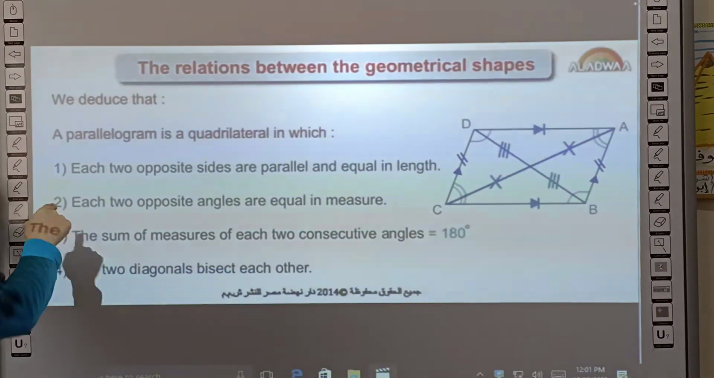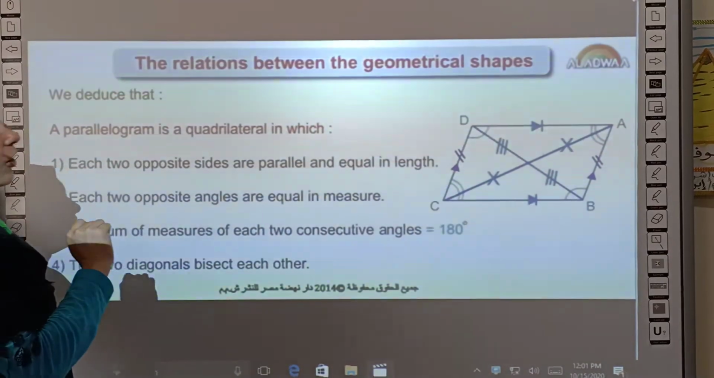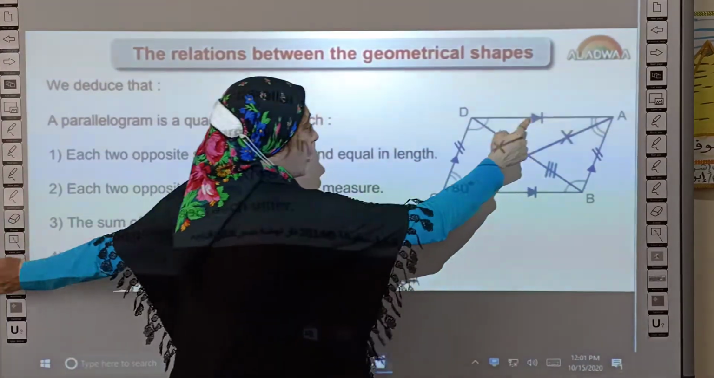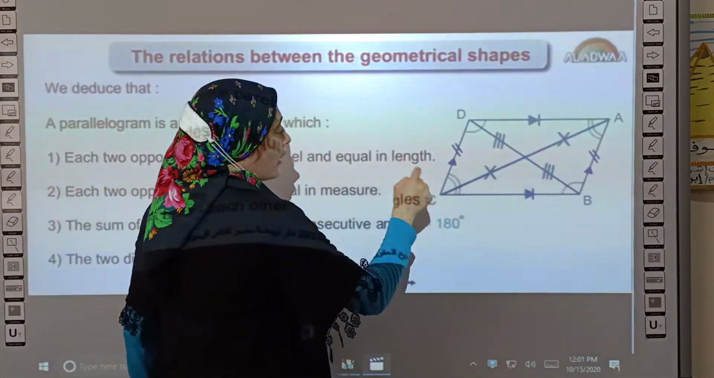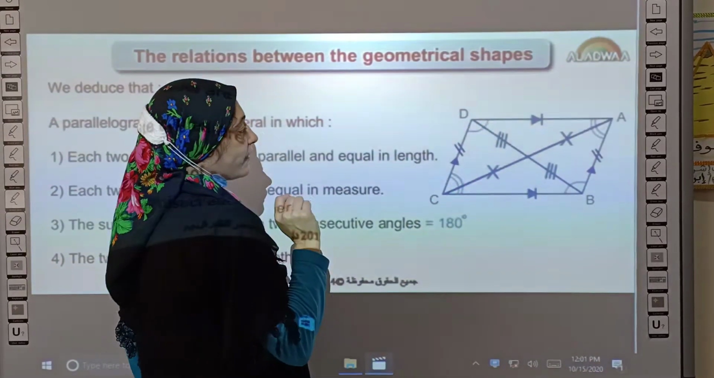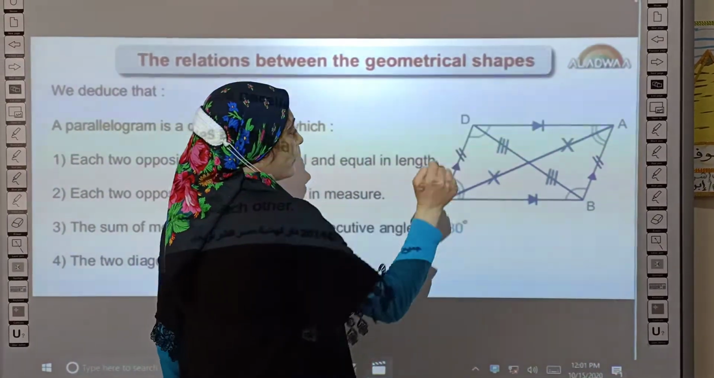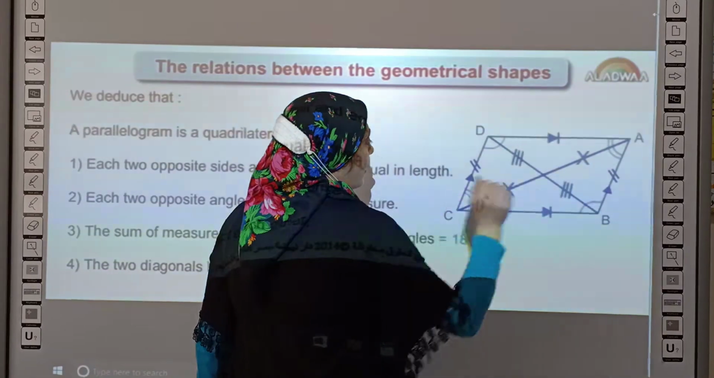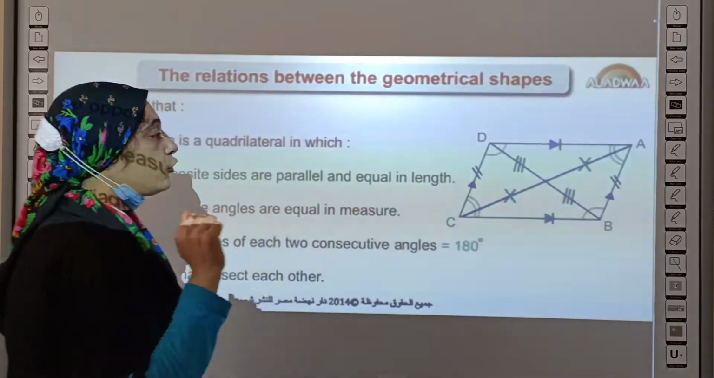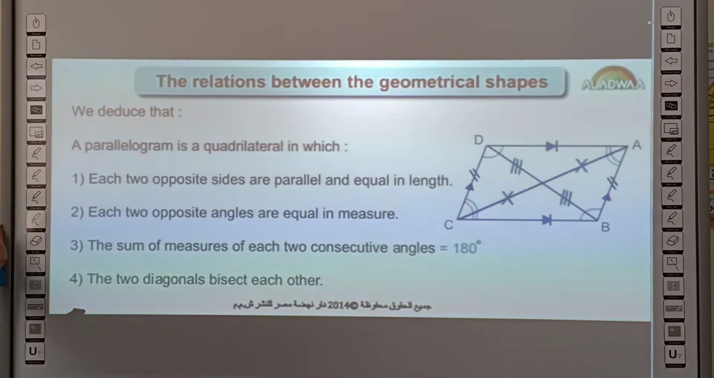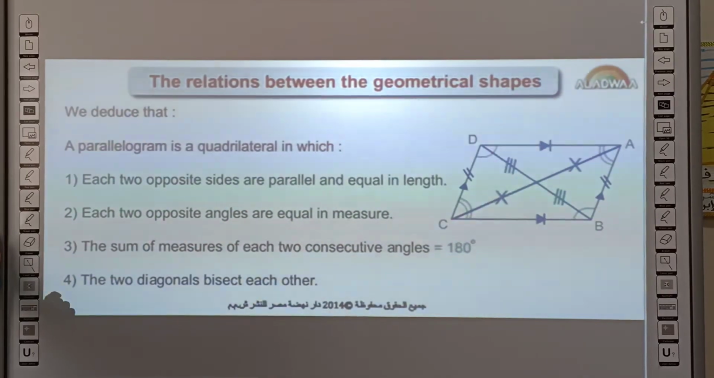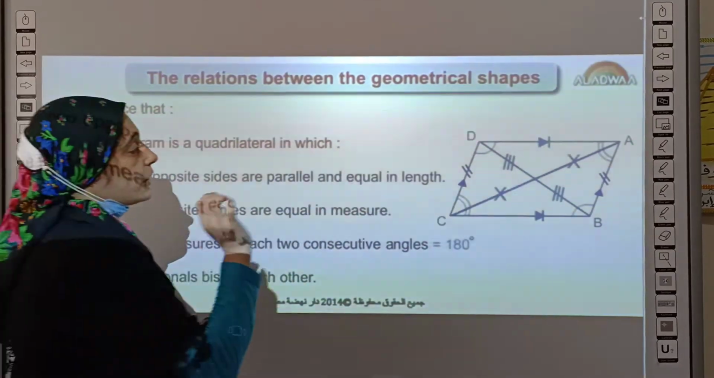Each two opposite angles are equal in measure. The measure of angle A equals the measure of angle C. The measure of angle D equals the measure of angle B. Each two consecutive angles, the sum of them is 180 degrees.